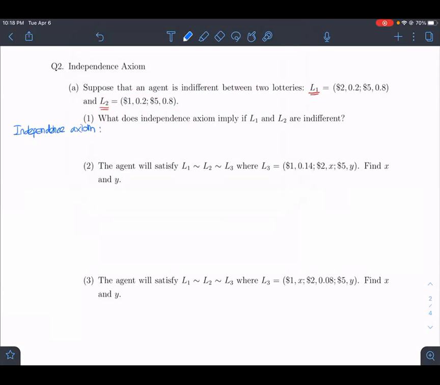So if L1 is preferred to L2, then it implies alpha L1 plus 1 minus alpha L3. Suppose I come up with a third lottery, L3. If I mix that with L1 and L2, with the same proportions, alpha, then if I preferred L1 over L2, I still prefer the mixture with L1 to the mixture with L2. So mixing a third lottery doesn't change my preference ordering. It is preserved in this way. Any questions?